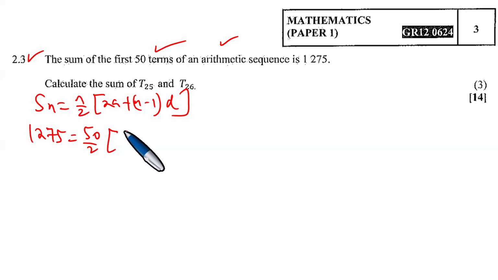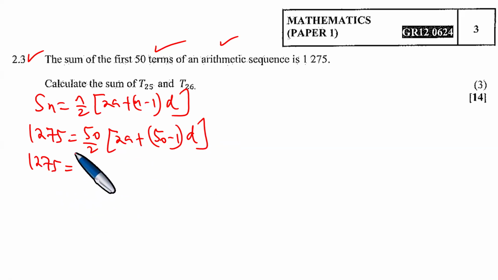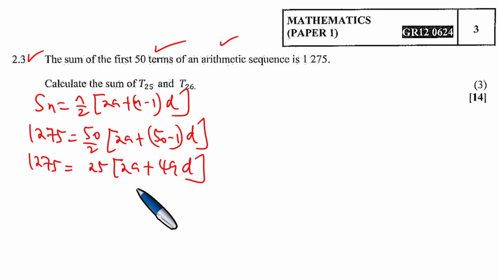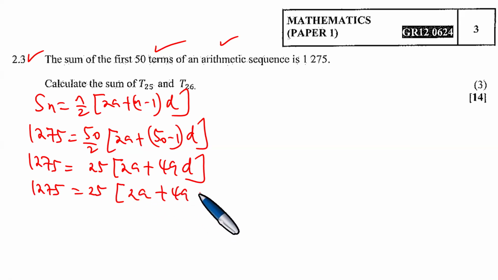Now the sum of the first 50 terms, n is 50. Then we have 2a plus 50 minus 1 times the common difference d. So we have 1275. You divide here, 25, which is twice a plus 49d. Right, so at this point, we perform further division, meaning we have 1275 equals 25 times twice a plus 49 times the common difference d.